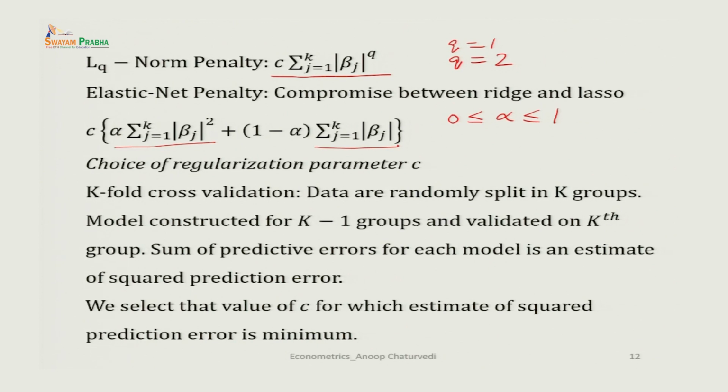Then another problem is the choice of the regularization parameter C. How to choose C? In ridge regression, we have discussed some of the procedures for selecting the value of C, like the ridge trace or some operational values of C.